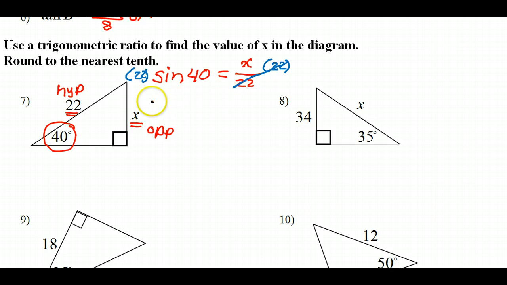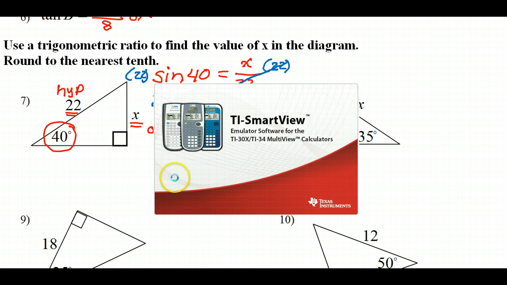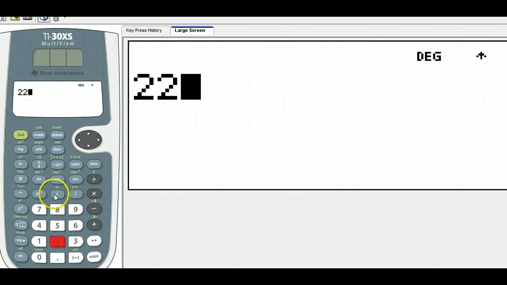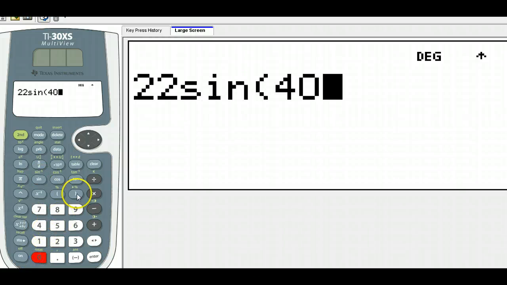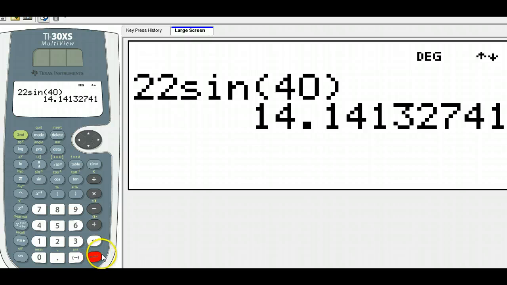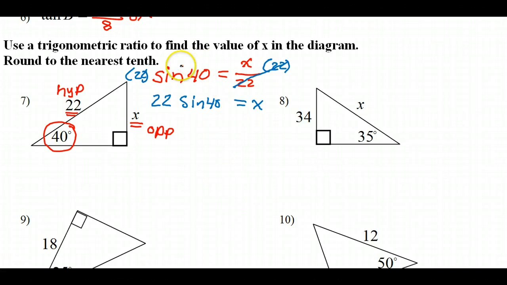Now look what I have. I'm just going to recopy to make it really clear. So far I've got 22 sine 40 equals x. Just leave it just like that. 22 sine 40 equals x. Now go to your TI-30XS MultiView and just type that in. Type in 22 sine 40 and see what you get. So we did 22 sine 40, and we got 14 point, how many decimals does it say? It says the nearest tenth, so 1 decimal. So x equals 14.1.